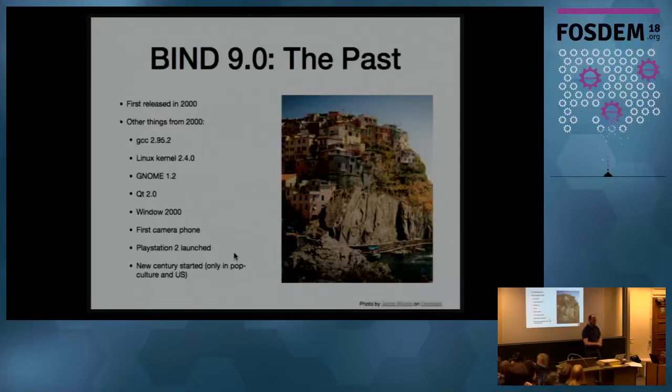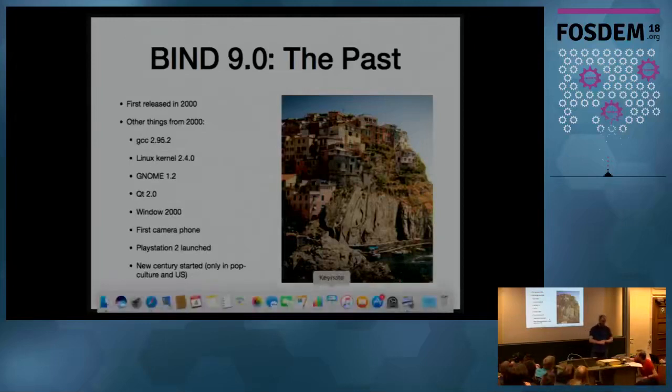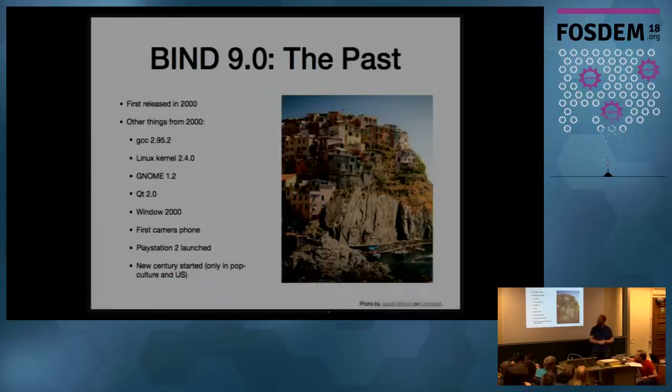Bind 9 started in 2000, and the other things that came from 2000: GCC 2.95, do you remember it? Linux kernel 2.4, GNOME 1.2, Qt 2.0, Windows 2000. It was the first camera phone. PlayStation 2 was launched, and the new century started, well, only in pop culture in the US. The rest of the world waited 1 year.